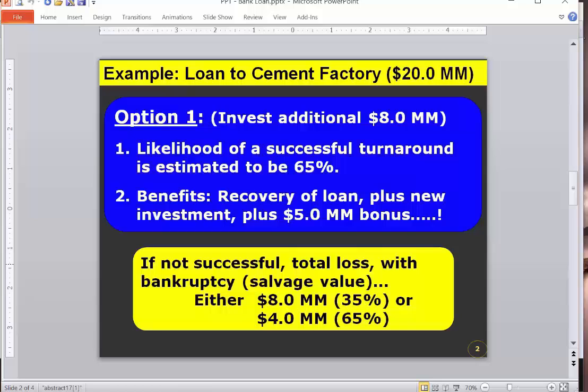The benefits of that would be a recovery of the loan plus any new investment, plus another $5 million bonus. Of course, if not successful, there would be a total loss with bankruptcy. Under bankruptcy, they might be able to sell the equipment for $8 million. If not, they might recoup just $4 million.